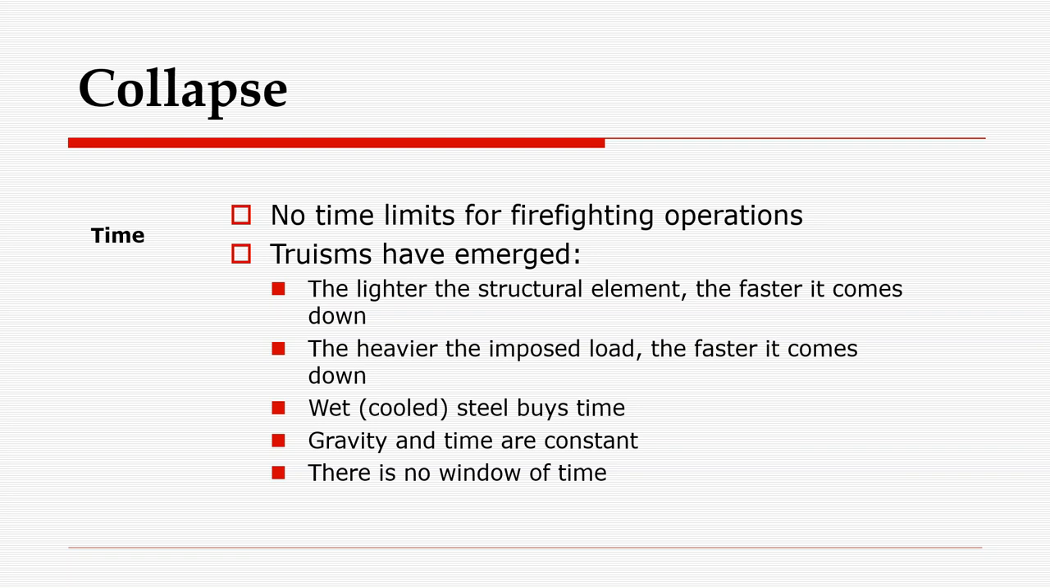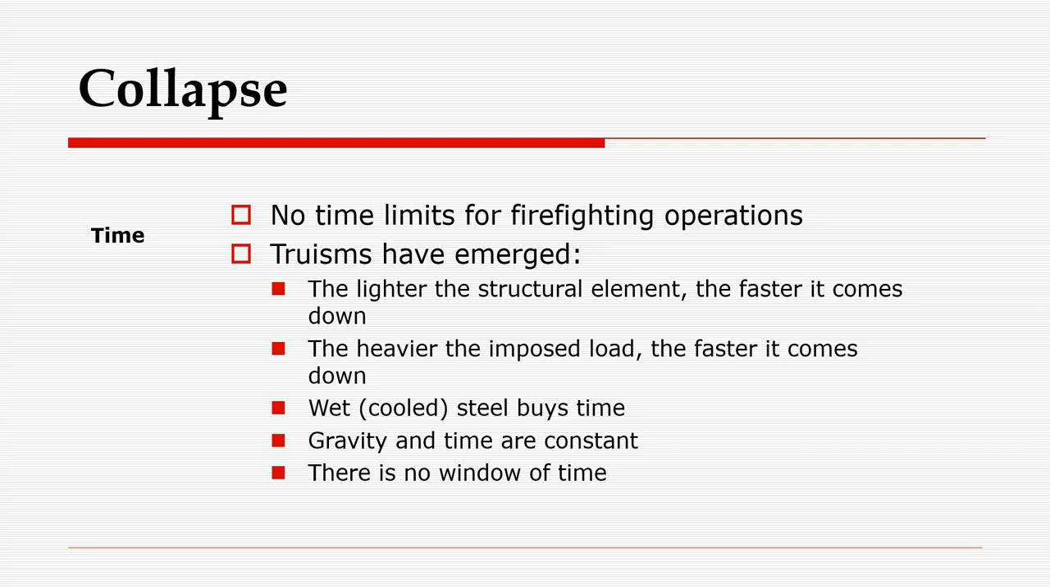Okay, if I have a heavy AC unit up on the roof line that's been burning, that most likely will come down first, before a little sheet metal windmill that may be up there that's not imposing such a huge load. Wet or cooled steel buys time. Again, getting in there and applying a stream up in that area of the bar joist will buy us some time to prevent collapse.